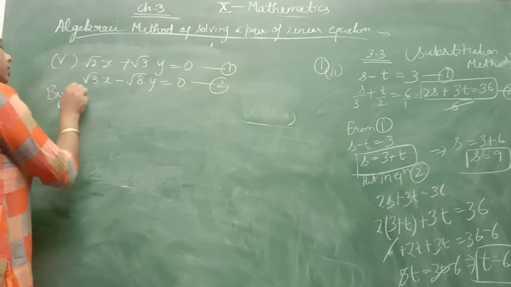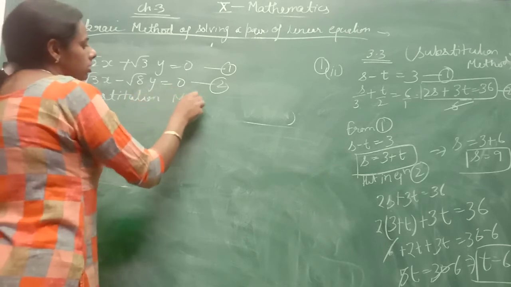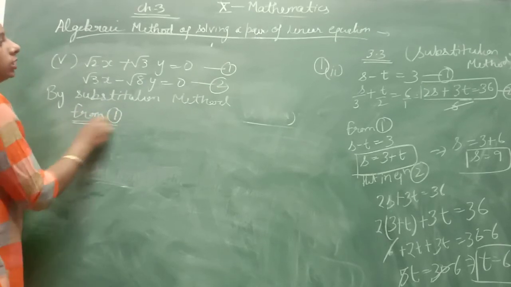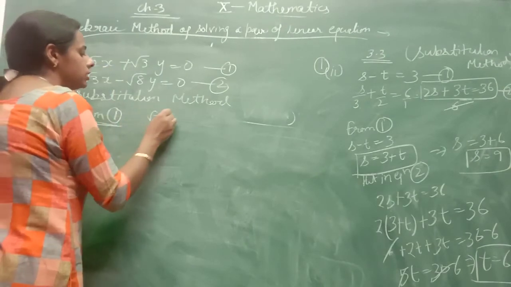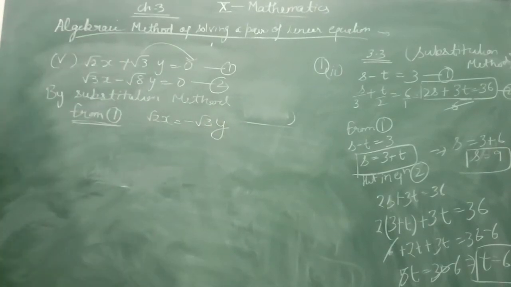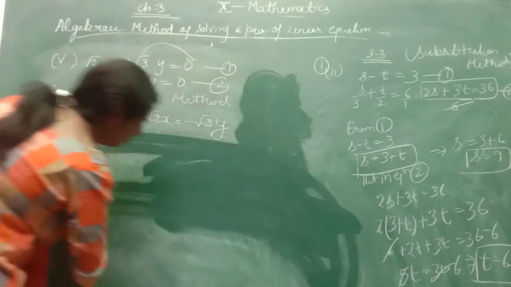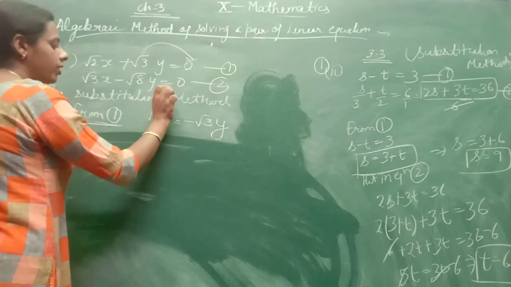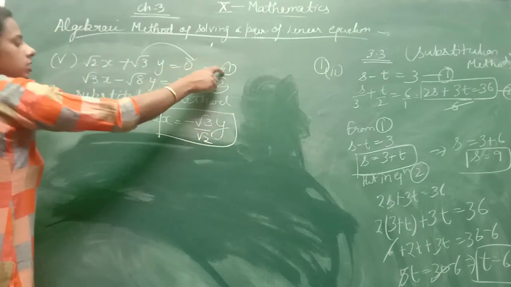By substitution method, from the first equation you can get the value of any variable, that is your choice, either of x and y. I am taking the value of x here, that is root 2x. Taking this term on the right hand side, it becomes minus root 3y. So for getting the value of x, divide by root 2. So this is the value of x which you get from the first equation.